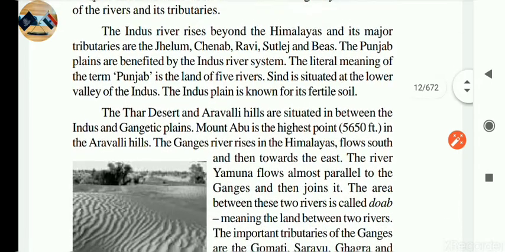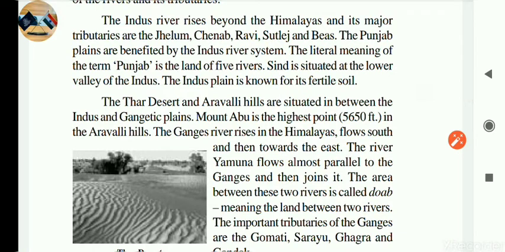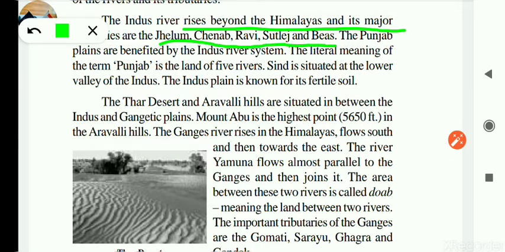First of all, we discuss the Indus. The Indus river rises behind the Himalayas, and we have major tributaries. When it comes to Ganga also, we have n number of tributaries, but we will go through the major ones here. When we study geography, we will learn each one. The Indus rises behind the Himalayas, near Manas Sarovar Lake. We will discuss that later, when we talk about geography. The major tributaries are Jhelum, Chenab, Ravi, Sutlej, and Beas.